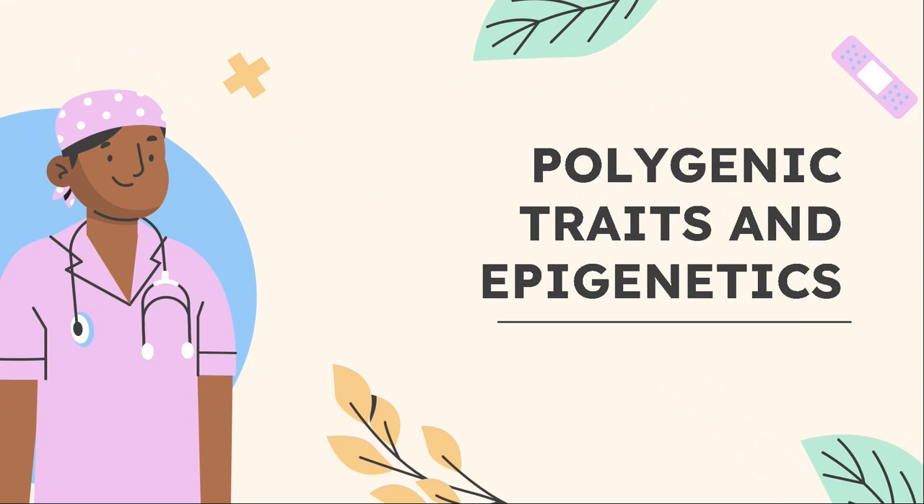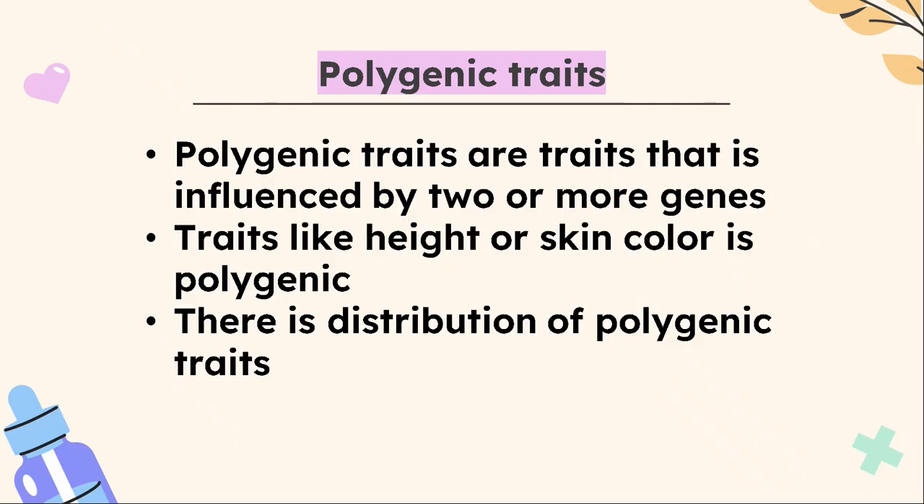The answer is something called a polygenic trait. A polygenic trait is influenced by two or more genes. Typical polygenic traits are height, eye color, and skin color. There is no single gene that tells you if you are tall or you are short, but multiple genes working together to determine your height.